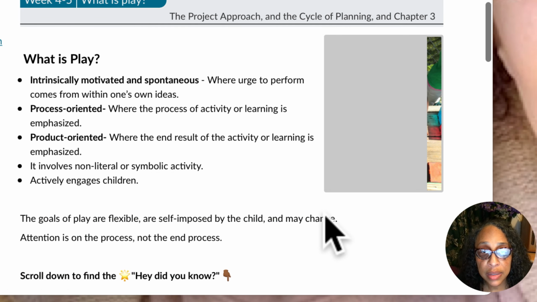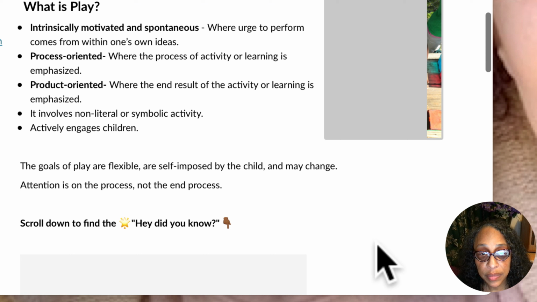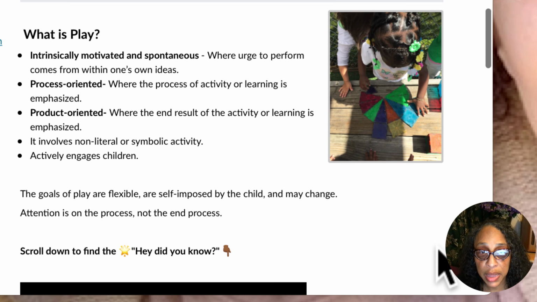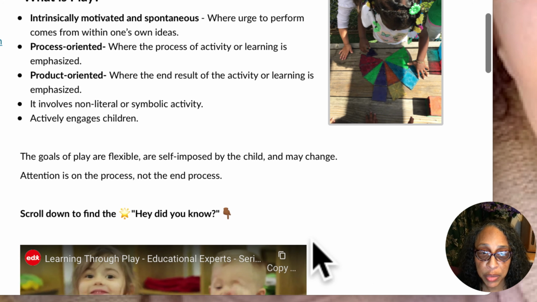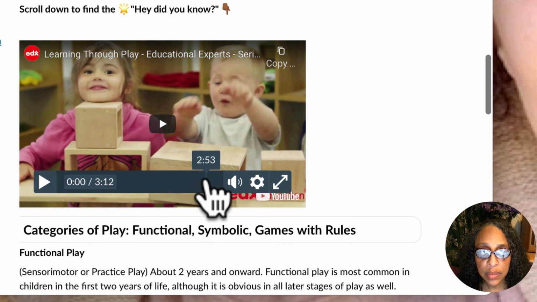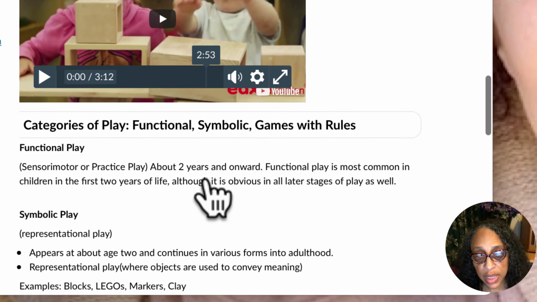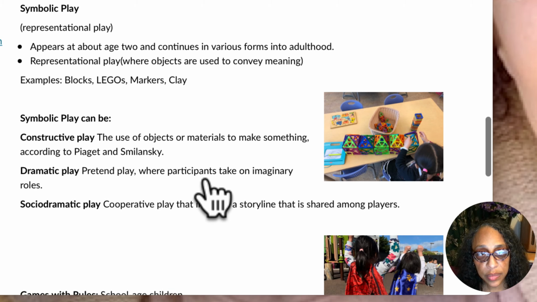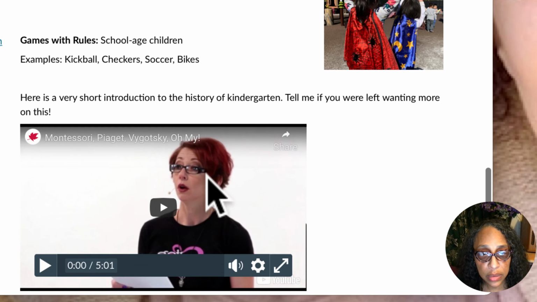Okay, so most of this is in the book. And so if you want details, they're in the book. But these are the important parts that I pull out. And then this thing with the star means, hey, it's one of those hey, did you know spots. I don't know if you guys have seen those yet. So, and there's videos to go with everything. All of this is in the book.